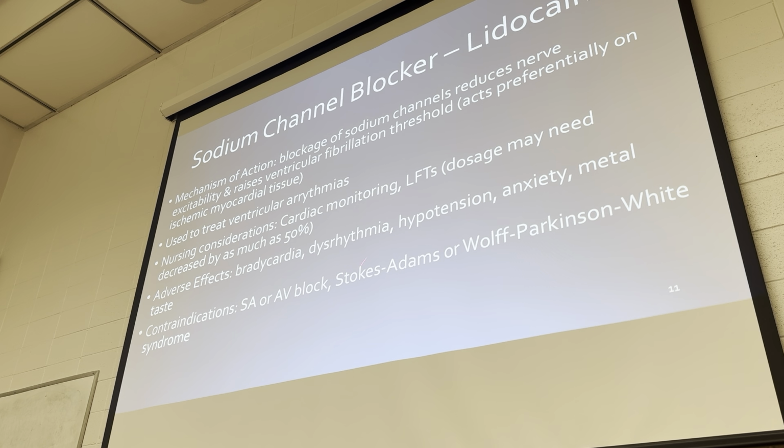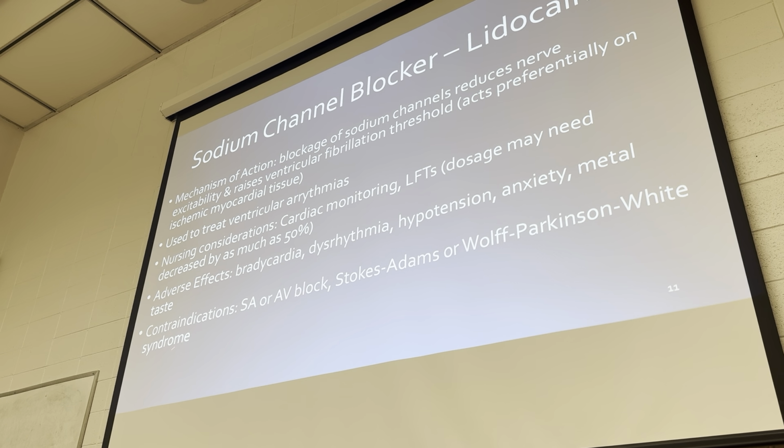It can also cause hypotension. Why? Because it reduces excitability. Right, if we're slowing down the heart rate a whole bunch and now our body's trying to keep back up, then we can cause hypotension if we slow everything down too much. It can also cause some anxiety, and it can have a metallic taste for individuals. Just one of those things to note.